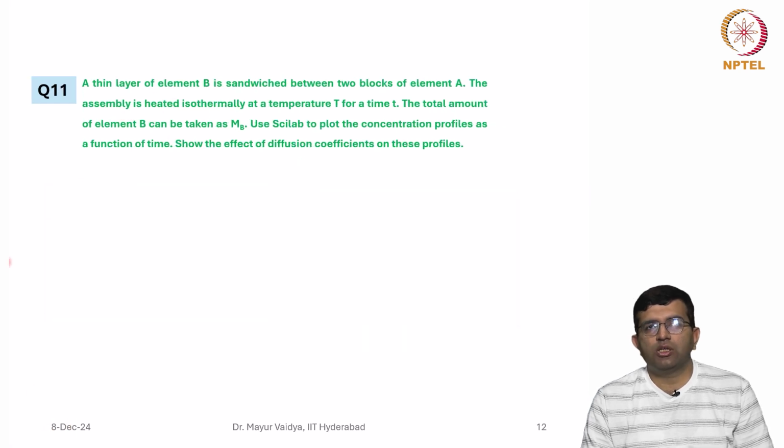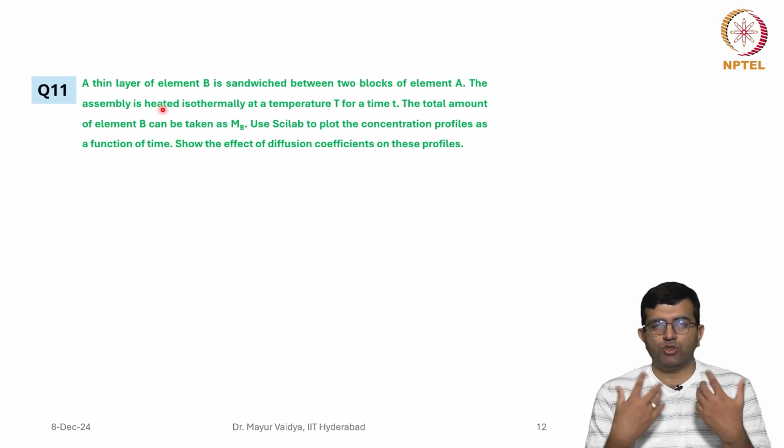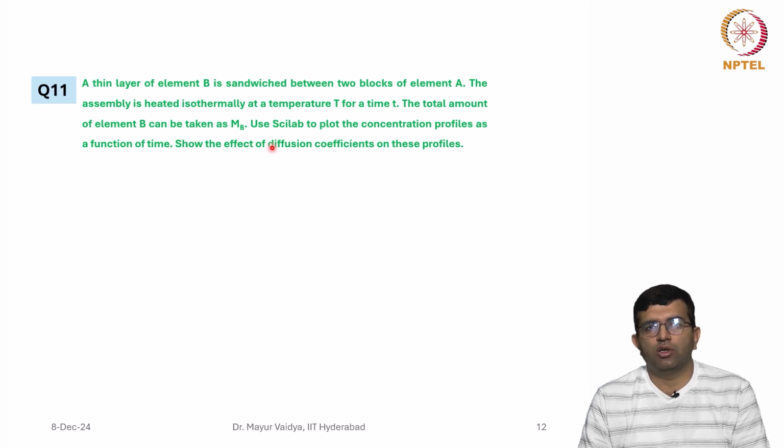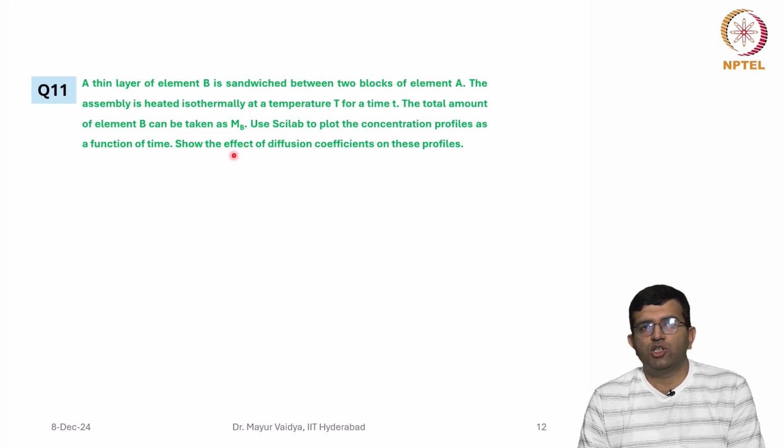The last question is related to the Scilab demonstrations that we understood. Again, for this also I strongly advise you to try to generate your Scilab plot and see whether you get the same output as shown in the next couple of minutes. A thin layer of element B is sandwiched between two blocks of element A. The assembly is heated isothermally at a temperature T for a time t. The total amount of element B can be taken as M_B, and use Scilab to plot the concentration profile as a function of time and show the effect of diffusion coefficients on these profiles.